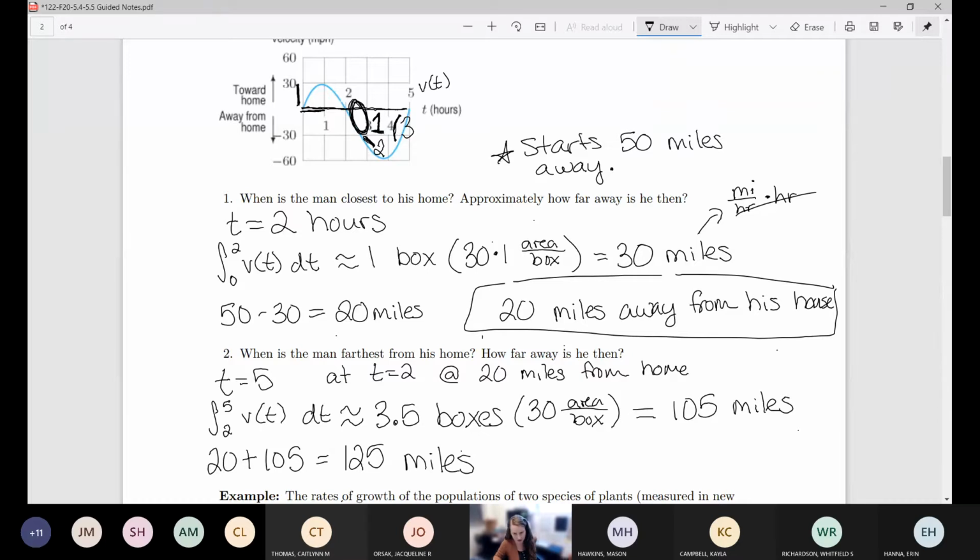Now again, in our back pocket, we had that he started 50 miles away from his house, but 125 miles is farther away than 50, so he is farthest away at t equals 5, and he's 125 miles away from his house. Questions? Concerns?